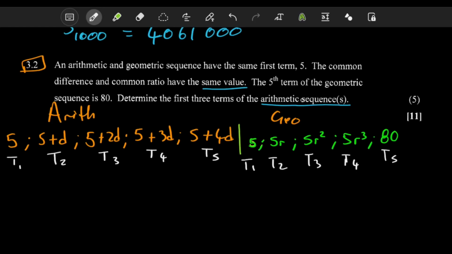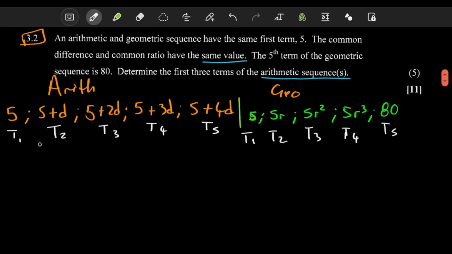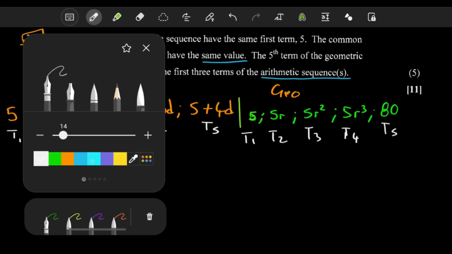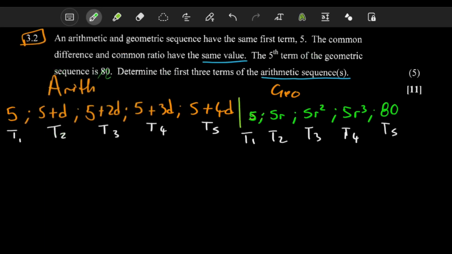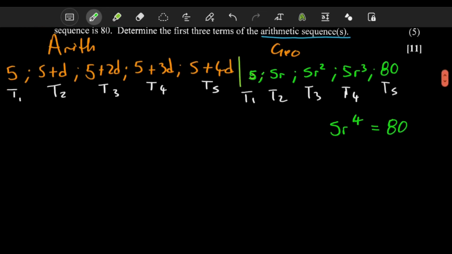And then determine the first 3 terms of the arithmetic sequences. So we need to determine these 3, meaning we just need to get a value for d. Now, obviously, this makes it so much easier for us, because here they told us that the 5th term is 80. So already we know that 5r to the power 4, this being the 5th term, is equal to 80. So this can give us r, of which the moment we have r, we also then immediately have the common difference because they just said it is exactly the same.